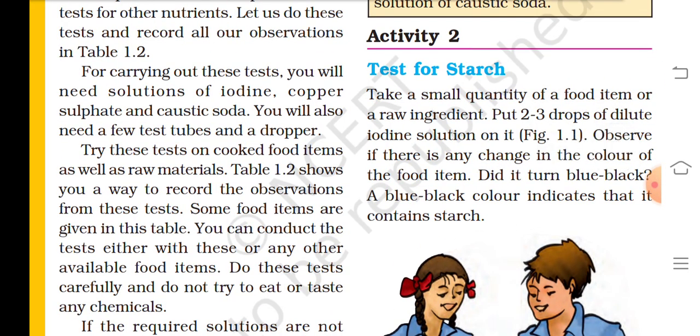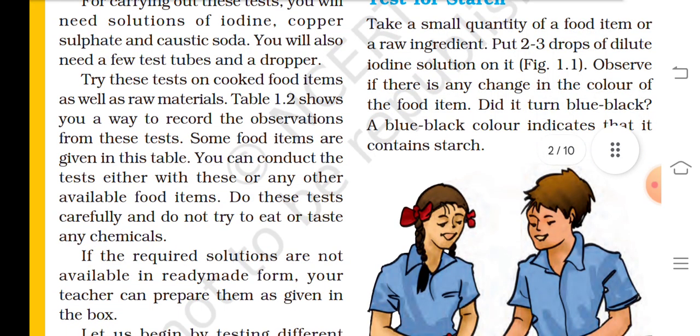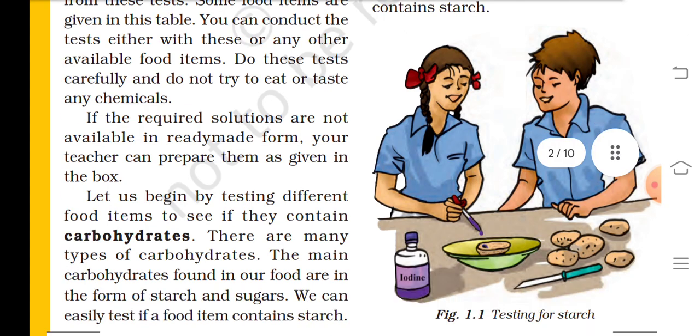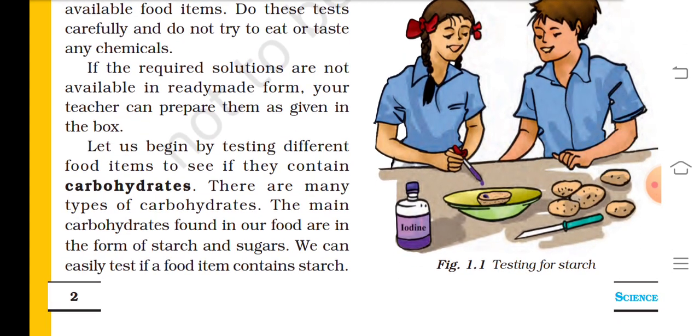For carrying out these tests, you will need solutions of iodine, copper sulfate and caustic soda. You will also need a few test tubes and a dropper. Try these tests on cooked food items as well as raw materials. Table 1.2 shows you a way to record the observations from these tests. Some food items are given in this table. You can conduct the tests either with these or any other available food items. Do these tests carefully and do not try to eat or taste any chemical. If the required solutions are not available ready-made, your teachers can prepare them as given in the box.